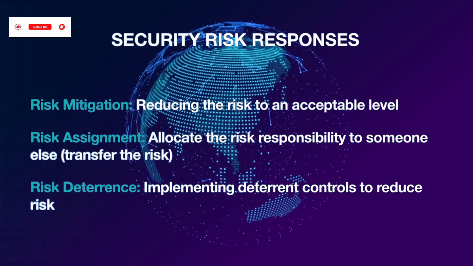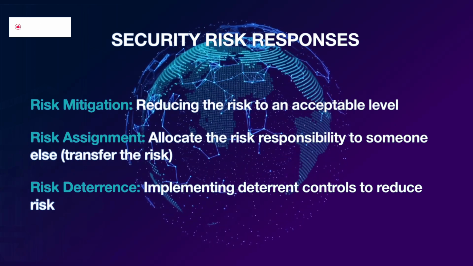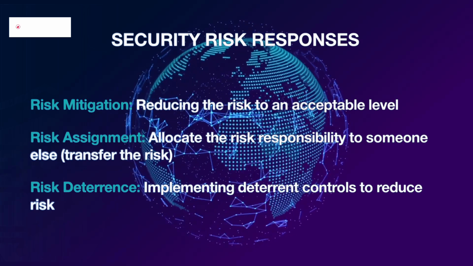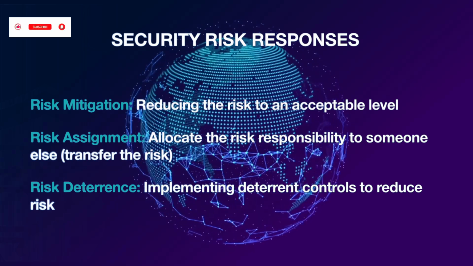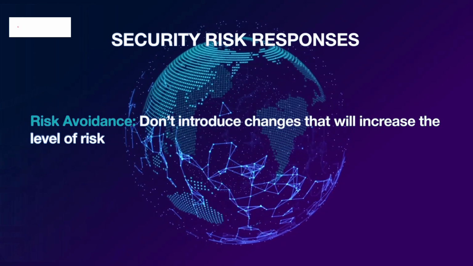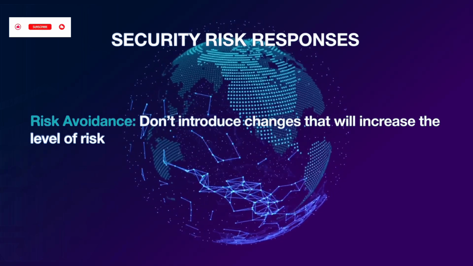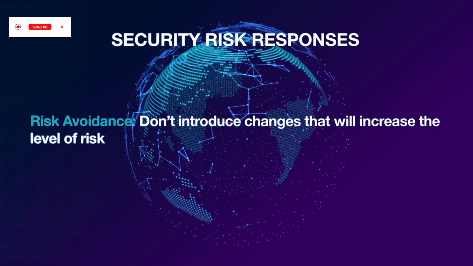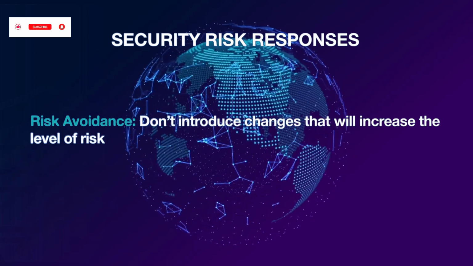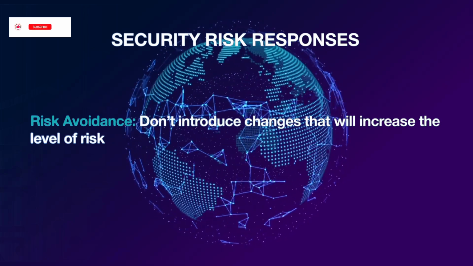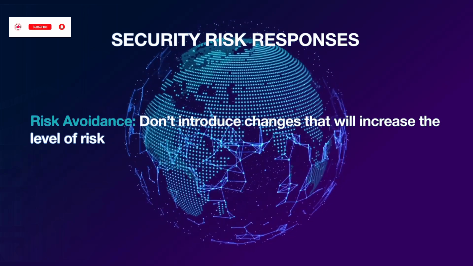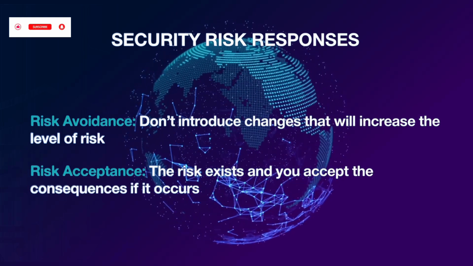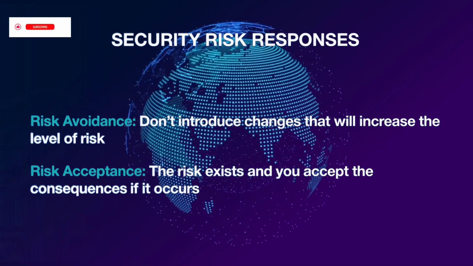There's also risk deterrence, where you implement deterrent controls in order to reduce the risk. This is also part of risk mitigation as well, implementing different controls to influence how that risk might be reduced to an acceptable level. There's also avoidance, where we don't introduce change that might increase risk. Going back to the example I used in my previous video, I talked about a web server. What if we don't install that web server? Then we are not at risk at all. So we reduce that risk by not doing it. So we avoid it in this regard.